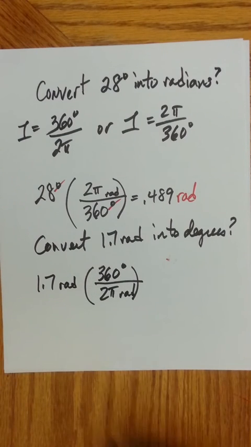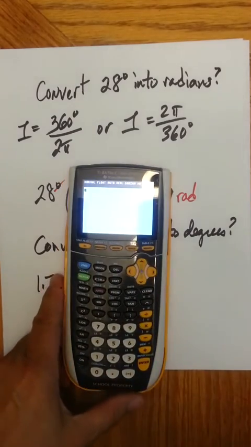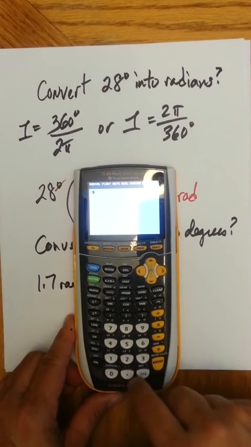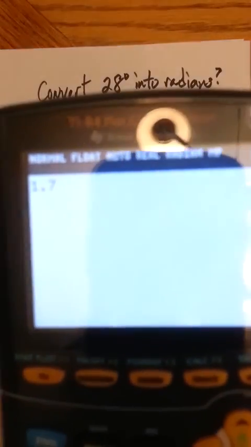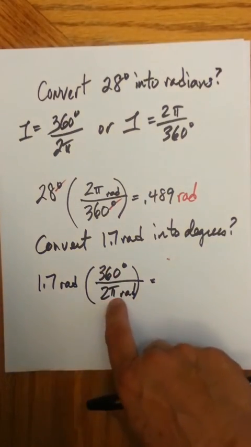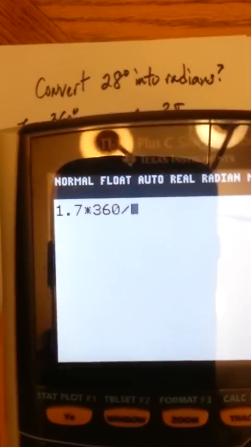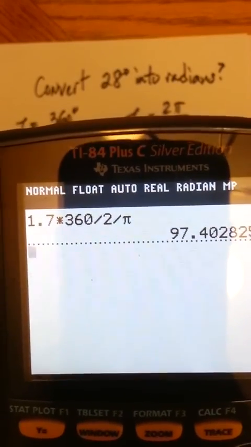And let me just mention here, this confuses students sometimes. So I have 1.7, and I want to multiply by the 360 and divide by 2 and pi. So you can either use parentheses, or you could do 1.7 times 360, and then you go divided by 2, divided by, and your pi is second, the caret key. Okay, that's what you would do. So you get about 97.4 degrees.